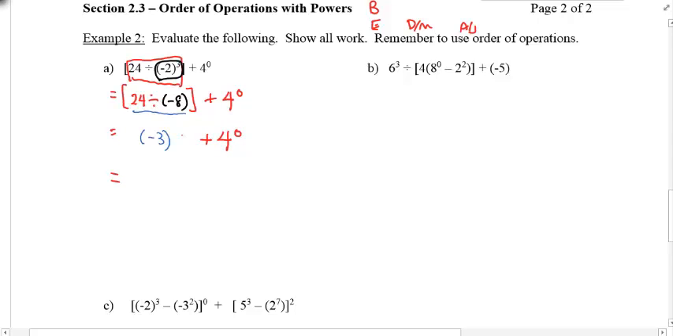And now, looking at the negative 3 plus 4 to the power 0, what's next? If you said, let's do the exponent, you're correct. So then, what's 4 to the power 0? If you said 1, I'm quite happy. Now you can do the final step of adding negative 3 plus 1, negative 2. Done.